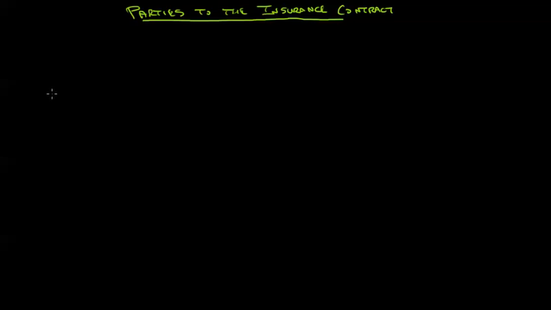So with insurance contracts, we're going to have at least two and sometimes as many as three parties. The parties we have are going to be the insured, or we might also properly refer to this person as the policy owner or the contract owner. And then we're going to have, obviously, the insurer. And then we'll have the life insured.